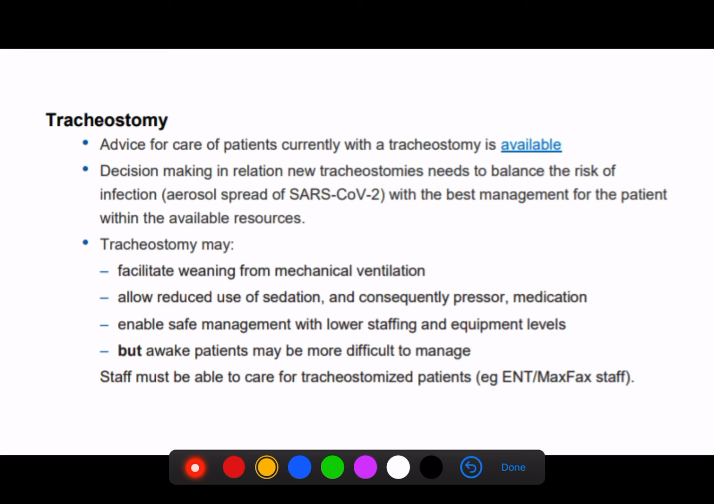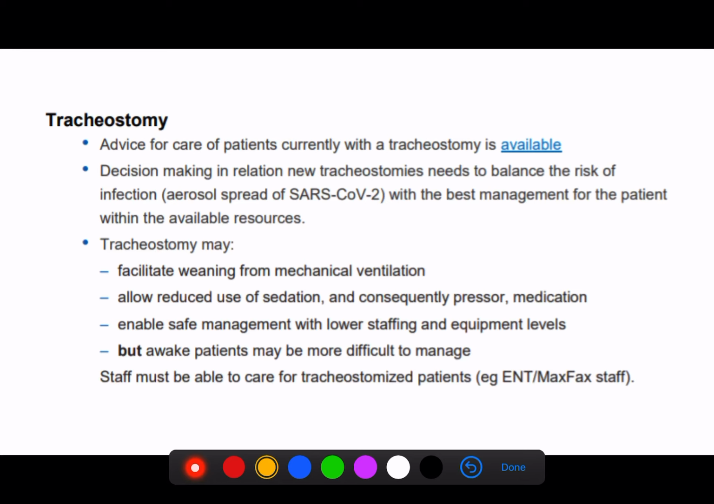Also, as we're starting to run out of drugs like sedatives, at least having a tracheostomy in place means that we can reduce the amount of sedation that's needed, and therefore manage our stockpiles of sedative agents better. Patients often require less nursing input if they've got a tracheostomy with a trache mask as opposed to being invasively ventilated.